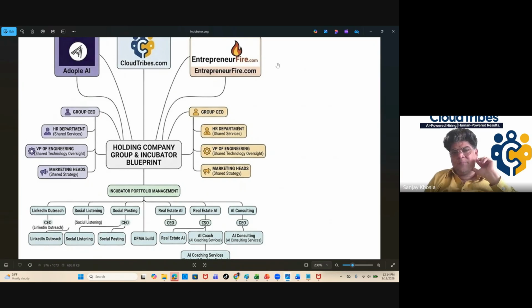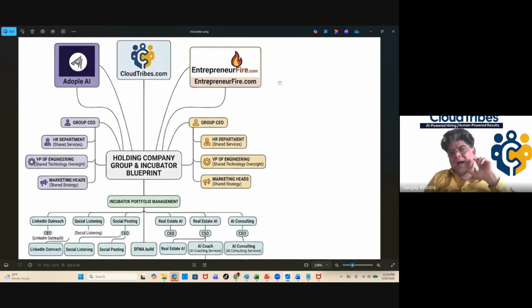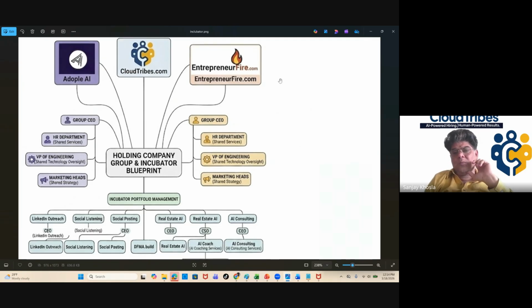These holding companies, Adopal AI, Cloud Tribes, and Entrepreneur Fire, will provide a lot of management structure to that organization. So all of you who aspire to be part of a startup company and also own a piece of the company: as you start progressing and show the skill set to develop a product or lead a team of GTM engineering in these organizations, you can become an equity holder in the company.